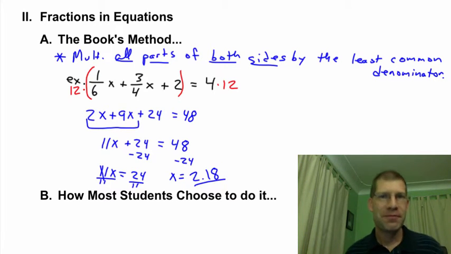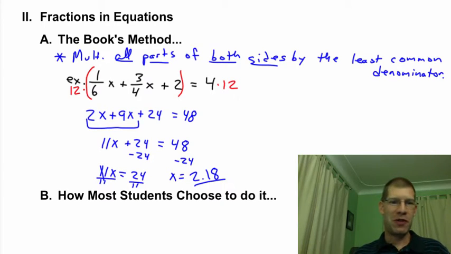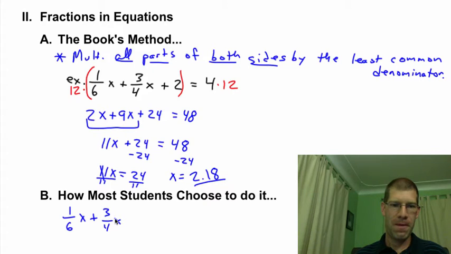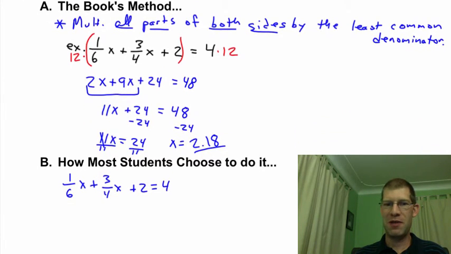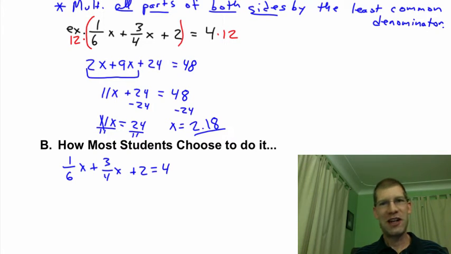That said, that's the book's way that they recommend doing it. Here's how pretty much everybody does it in the real world. When you have 1/6 x plus 3/4 x plus 2 equals 4, if you're afraid of working with fractions, yeah, this is going to stress you out a little bit, maybe. But your graphing calculator is nice. It'll do the work for you. The safe way to punch something in with fractions, you don't always need it. In this case, you actually don't need it.